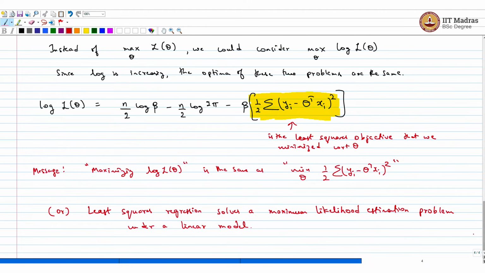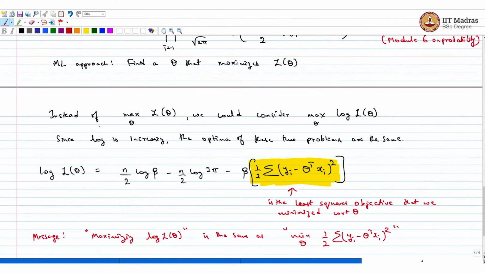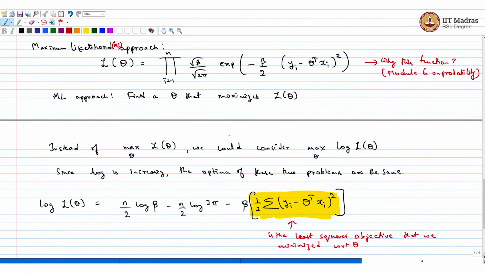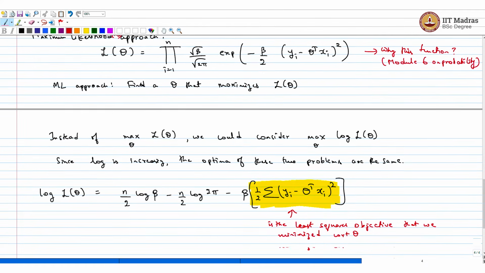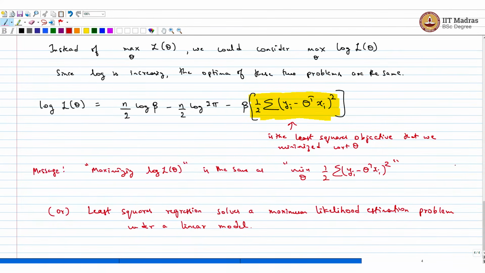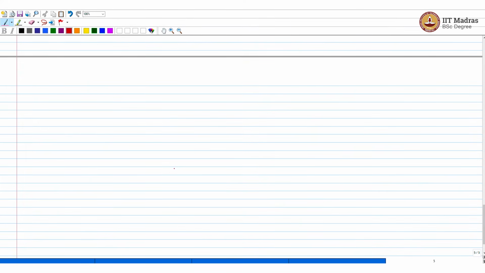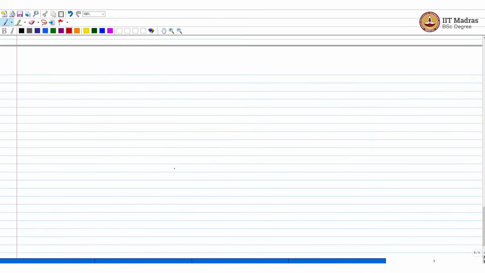You will be able to appreciate this much more when you understand why this likelihood function is written the way it is written. That would be too much of a deviation in a linear algebra module, but you look at it later. You will understand this later. So, whenever you learn maximum likelihood estimation, come back to this module and make the connections.